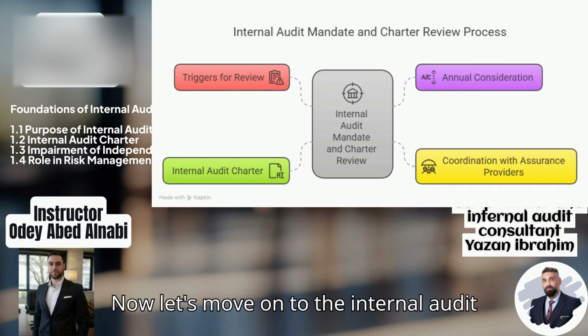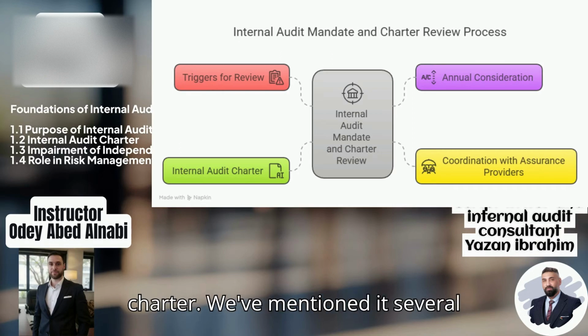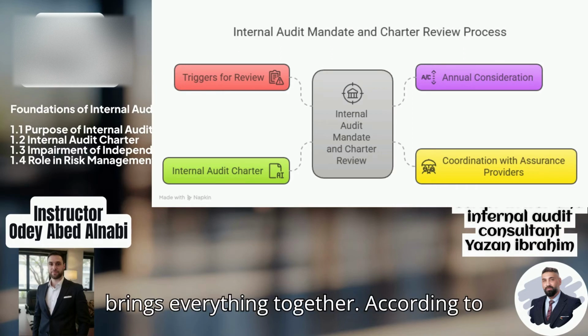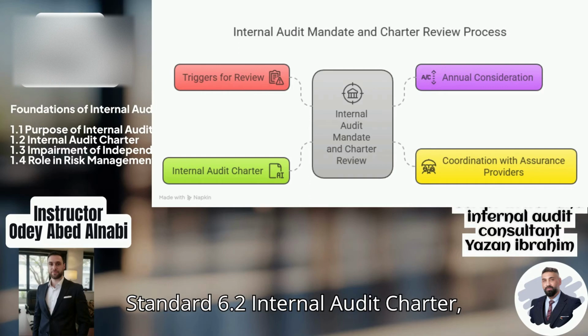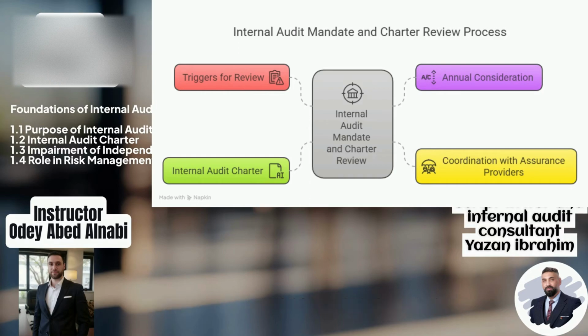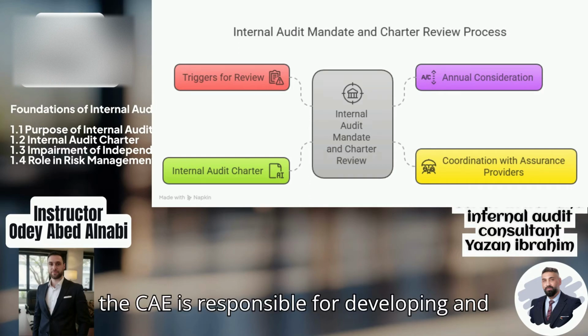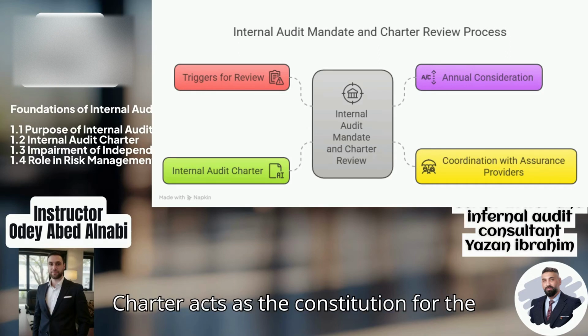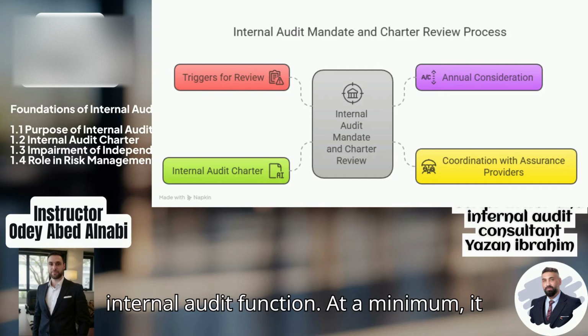Now, let's move on to the internal audit charter. We've mentioned it several times. This is the formal document that brings everything together. According to Standard 6.2 Internal Audit Charter, the CAE is responsible for developing and maintaining this crucial document. The Charter acts as the constitution for the internal audit function.